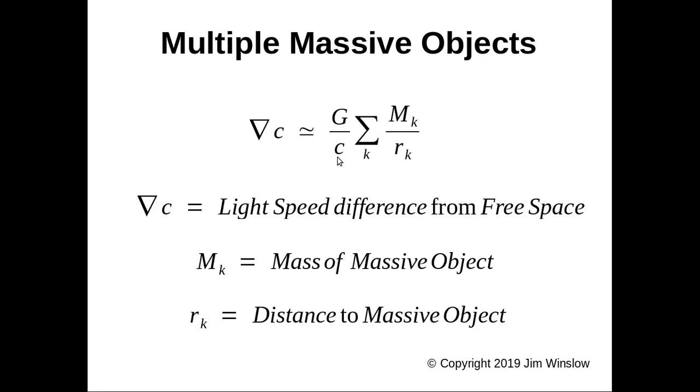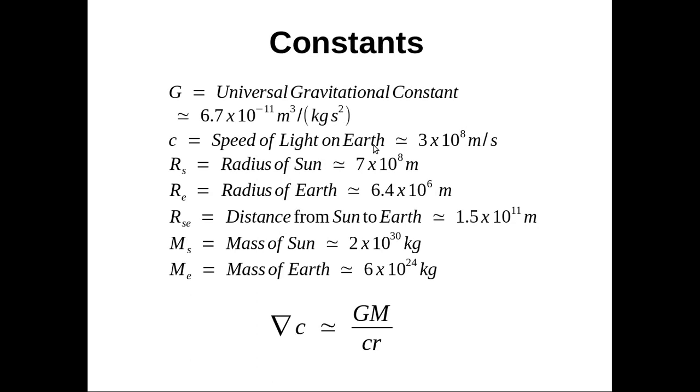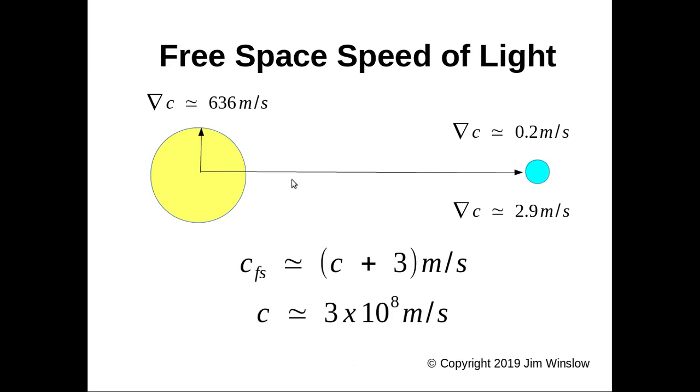We can then have multiple massive objects. This is just a summation sign for multiple massive objects, where we just add all the terms together, and then we can do some interesting math. Here are some constants for you in case you don't want to look them up yourself. But basically, I found out that on the surface of the sun, due to the sun's mass and the radius of the sun, the speed of light is 636 meters per second slower than the free space speed of light.